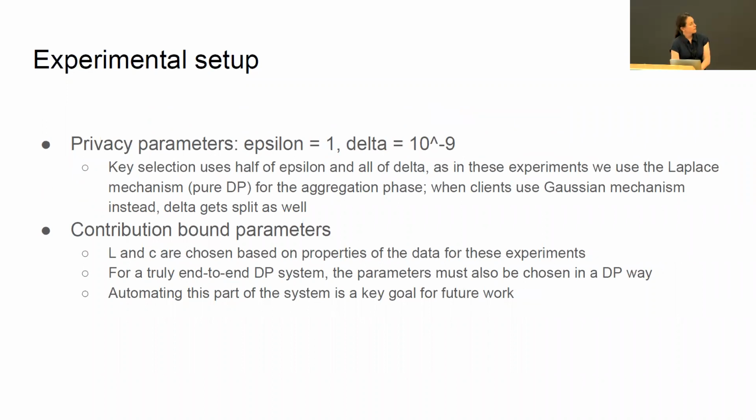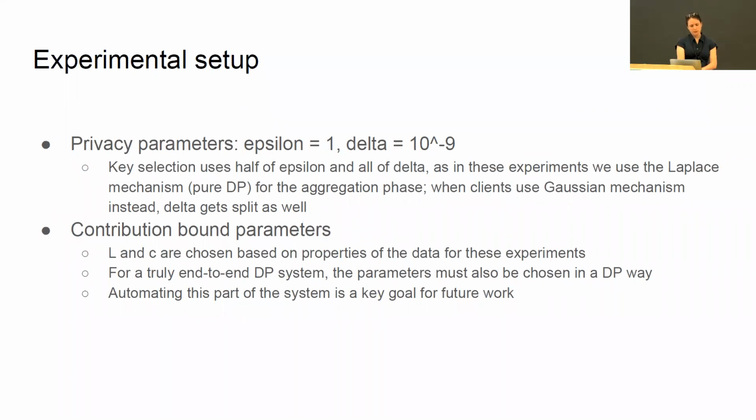We fix the privacy parameters at epsilon of 1, delta of 10 to the negative 9. Half the epsilon and all of the delta goes to key selection. And then the remaining half of the epsilon goes to the aggregation mechanism M, because in this case, we're using a pure DP mechanism for M. But you could also split the delta as well and use something like Gaussian.